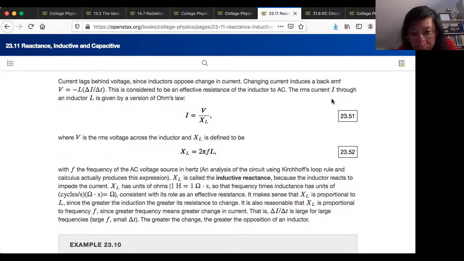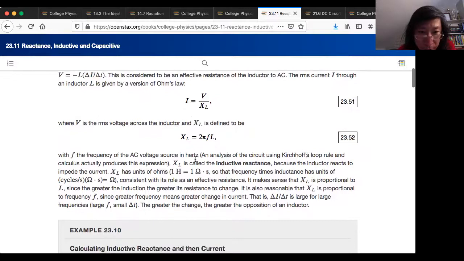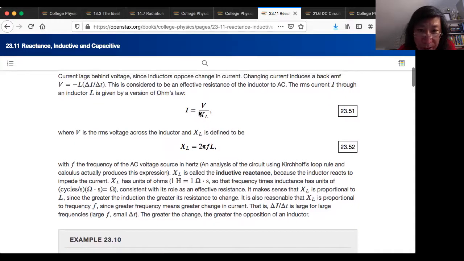But the RMS current, I, through an inductor L is this version of Ohm's law. Now, X sub L is 2 pi F times L. So this is 2 pi times the frequency. What does that mean? You're doing the circuit Kirchhoff loop rule, and if you were going to derive this, calculus actually produces this expression. And you have this thing called the inductive reactance.